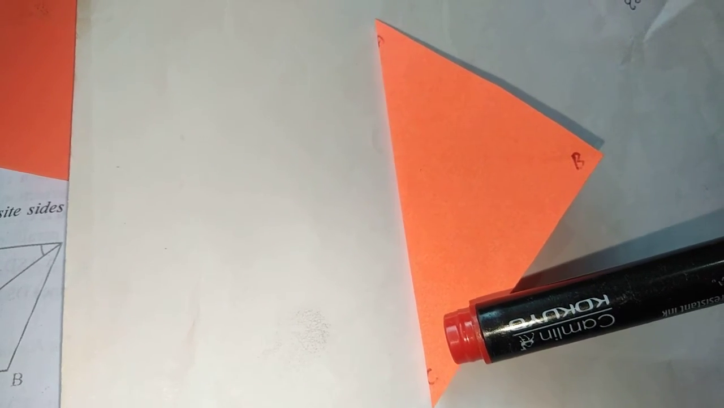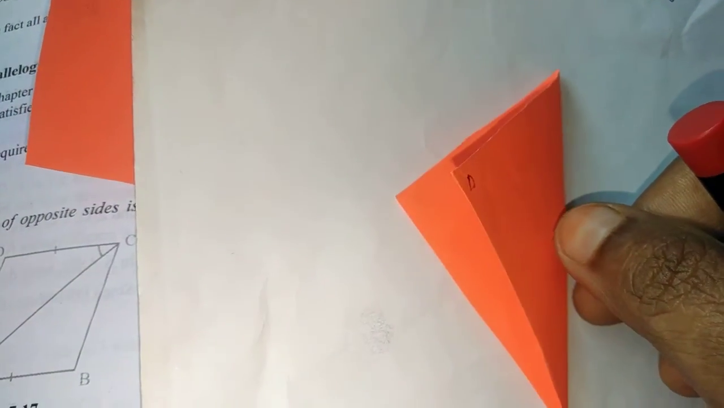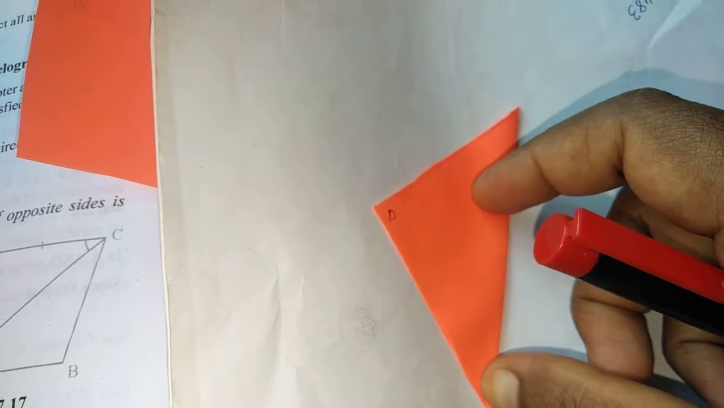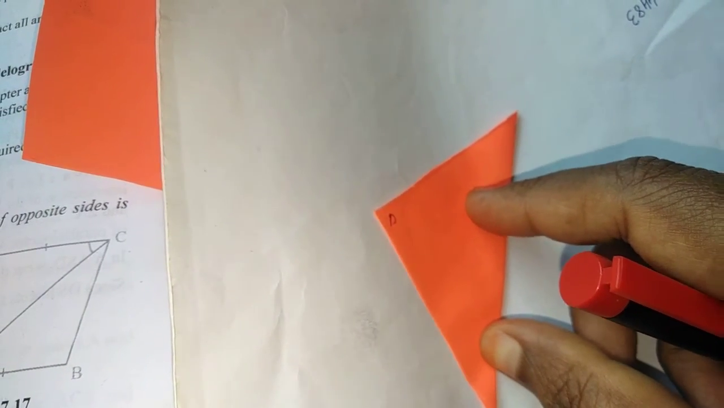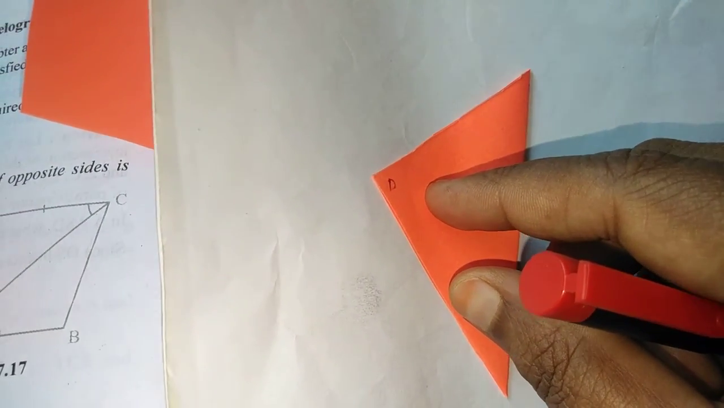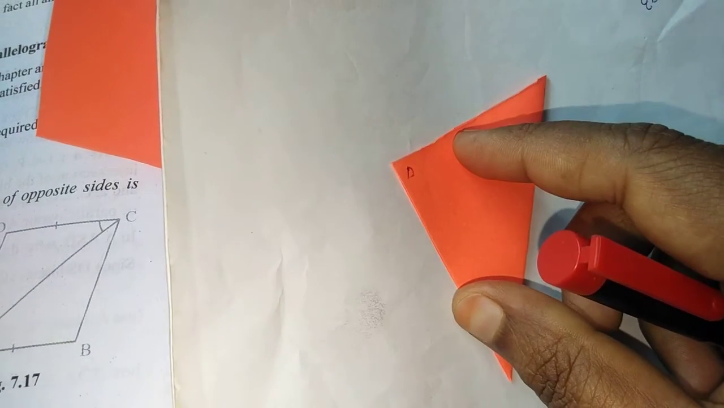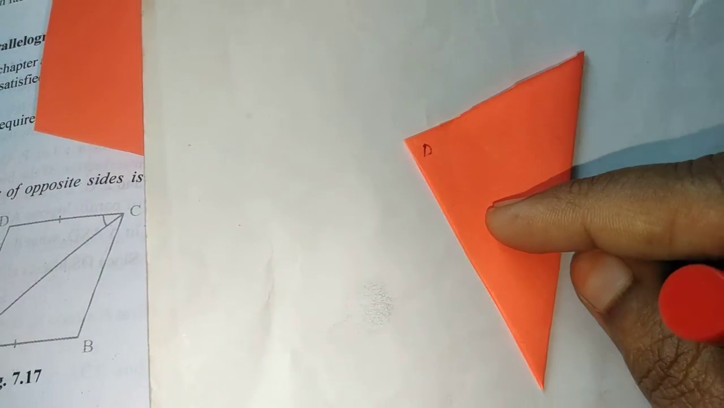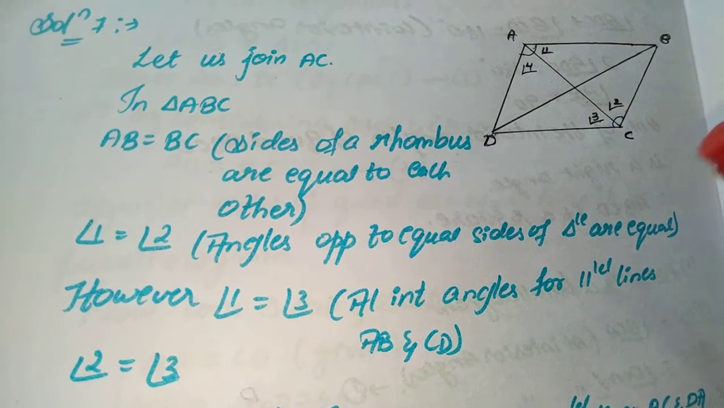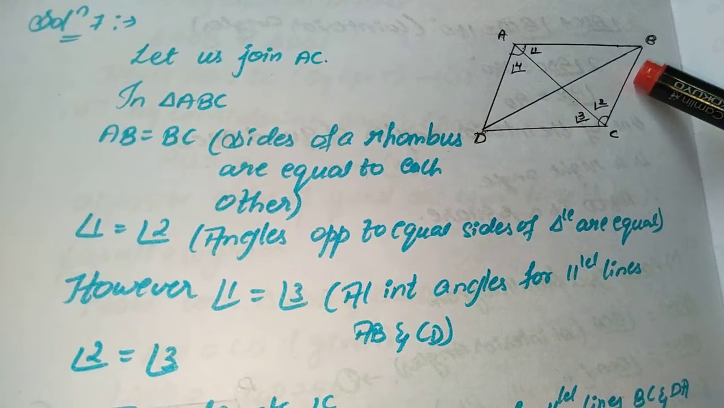Okay, children. Now, similar way, when you take the other part of the triangle, ADC. Now, here also, AD and DC both are equal sides. Hence, the angles opposite to the equal sides are equal. Using this, I have solved the sum, children. I'll explain you. Now, coming to the sum, we have to join AC diagonal and BD diagonal.